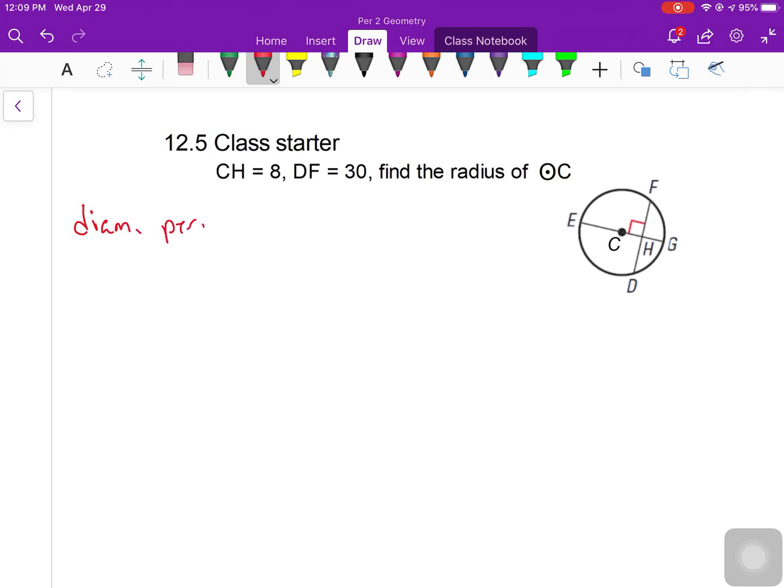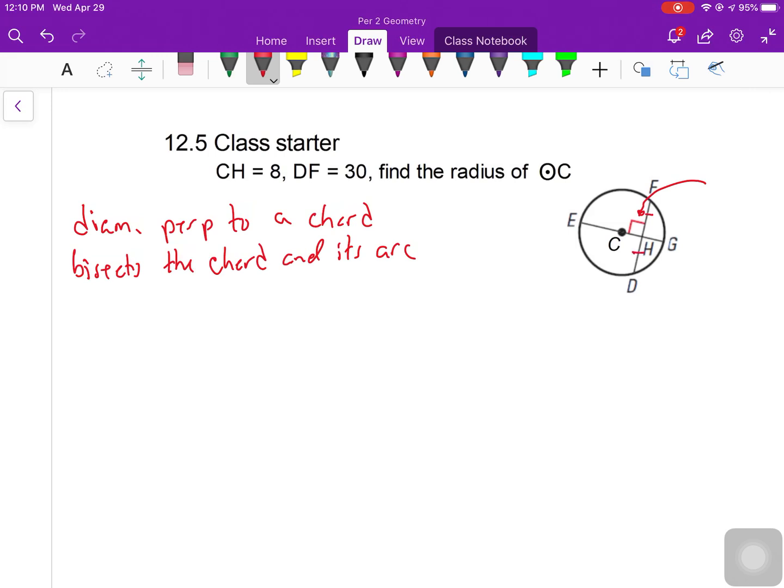Recall that we learned in an earlier section in this chapter that a diameter perpendicular to a chord bisects the chord and its arc. So the fact that we have this right angle here actually tells us that these two pieces, FH and DH, are congruent, and also arc FG and arc DG are congruent.